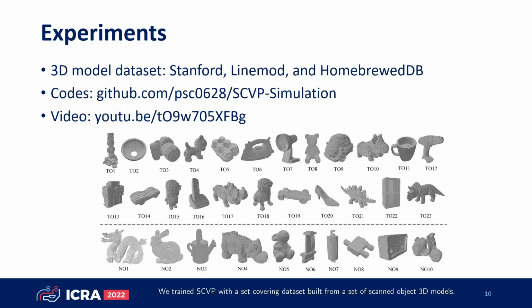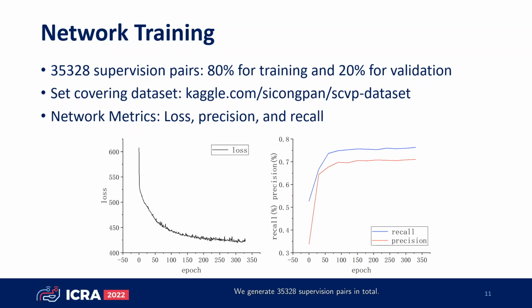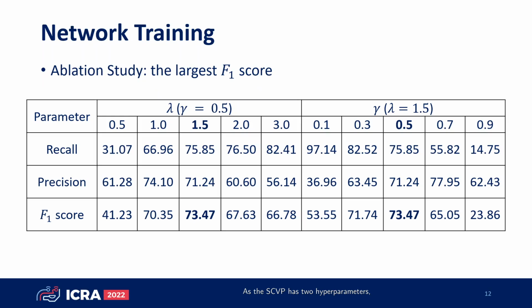We trained SCVP with a set covering dataset built from a set of scanned object 3D models. We split these models for training and novel testing. The code and experimental video are available online. We generate 35,328 supervision pairs in total. Here, the loss, precision, and recall are reported. As the SCVP has 2 hyperparameters, we select the value by the largest F1 score.